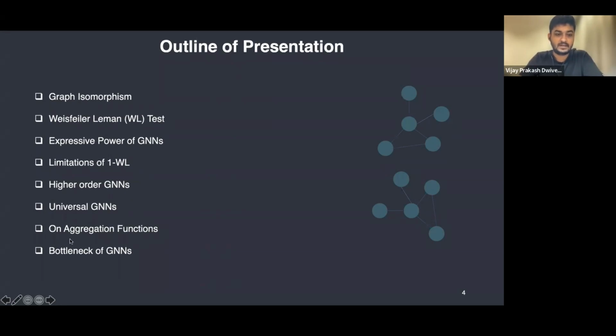And finally, I'll discuss the use of different aggregation functions and their limitations, and also the bottlenecks of GNNs. So these all together will provide different concepts that are important towards the design of GNN architectures. It also helps to understand different blind spots that are necessary to consider when we are developing GNN architectures. So let me start with the graph isomorphism problem.